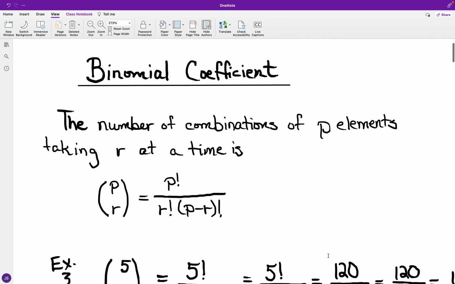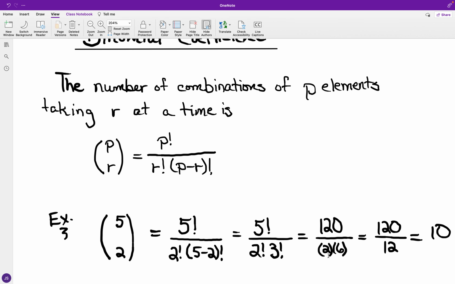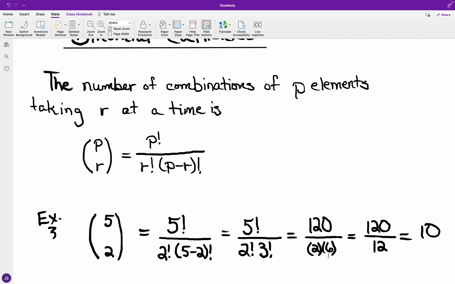Just a quick case: say you have 5 elements and you're taking 2 at a time. So you have 5 factorial all over the product of 2 factorial times the quantity 5 minus 2 factorial. In the numerator, you have 5 factorial, which is the product of the first 5 natural numbers, so that'll be 120. 2 factorial is 2, 3 factorial is 6, and we have 120 divided by 12 is equal to 10.